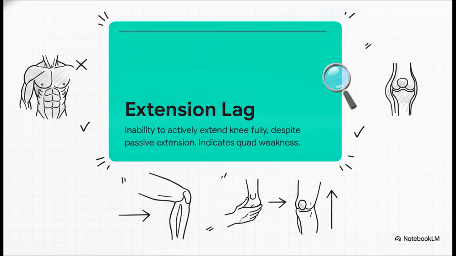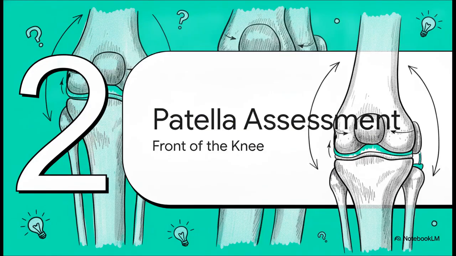And just to be super clear, this is totally different from a fixed flexion deformity, where the joint is physically stuck and cannot be straightened at all. Moving right along to Section 2, assessing the patella.